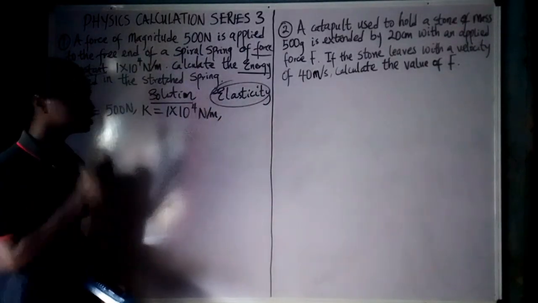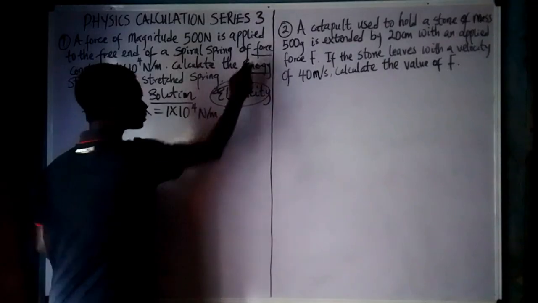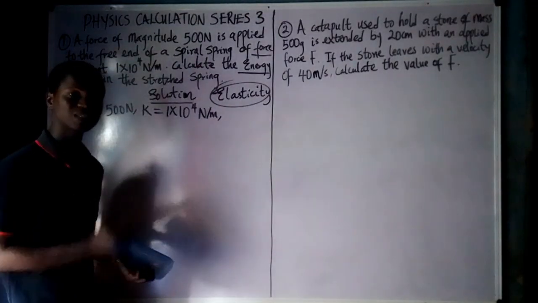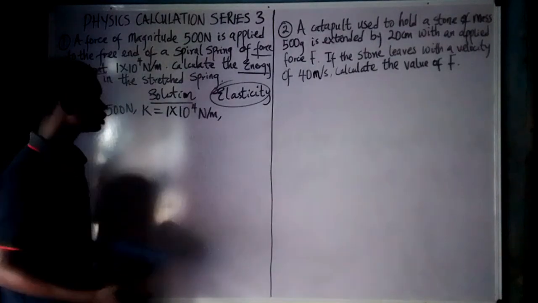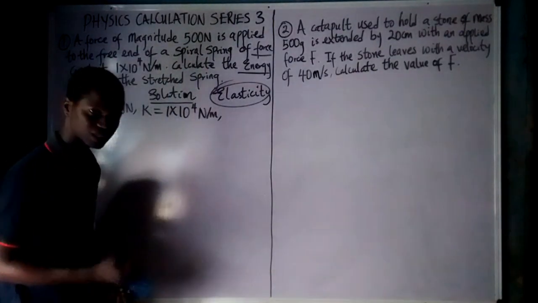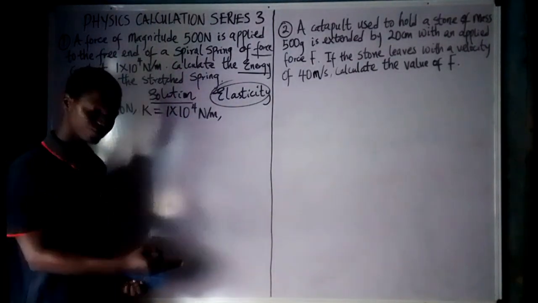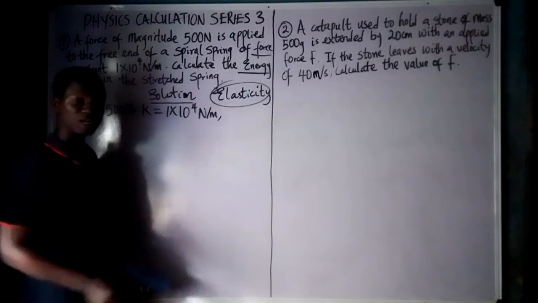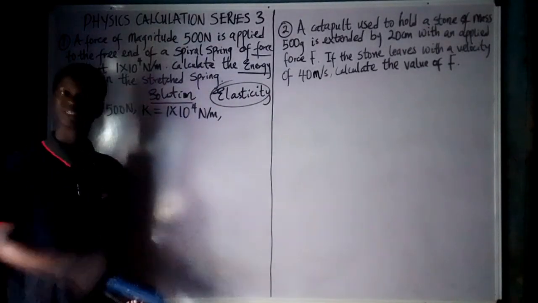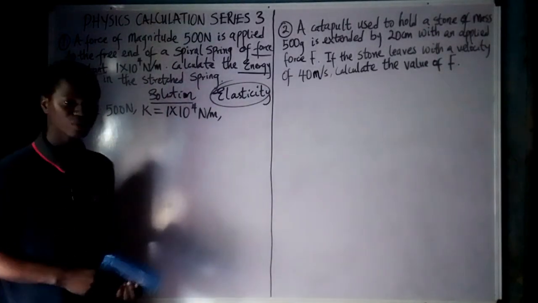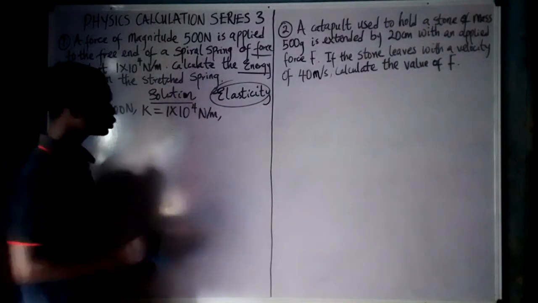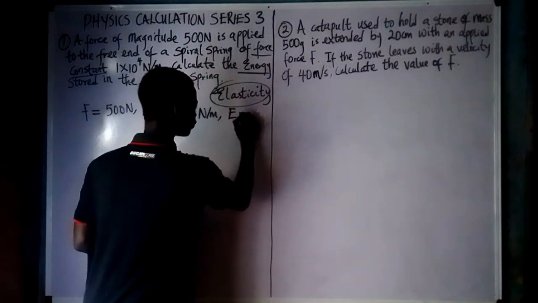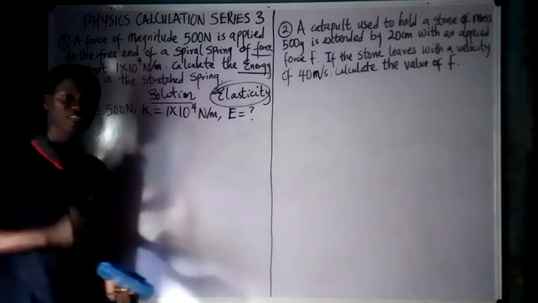Now mind you, in case they did not write it as force constant, they can also call it elastic constant, or they can also call it stiffness. So whether they say force constant, elastic constant, stiffness, they are referring to K, and this is the value for it in this question. So we move on. Then it said calculate the energy stored. So energy stored in this very question is unknown.